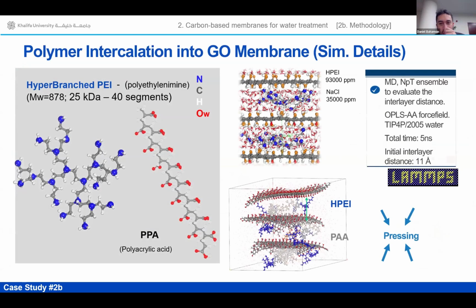The same here is experimental plus simulation. On the simulation side, of course, beside the graphene oxide, we model the two polymers. You might see here some examples of the initial and, let's say, an equilibrated state of the simulation, where you might see that you can actually maintain the interlayer distance after applying the specific pressures.